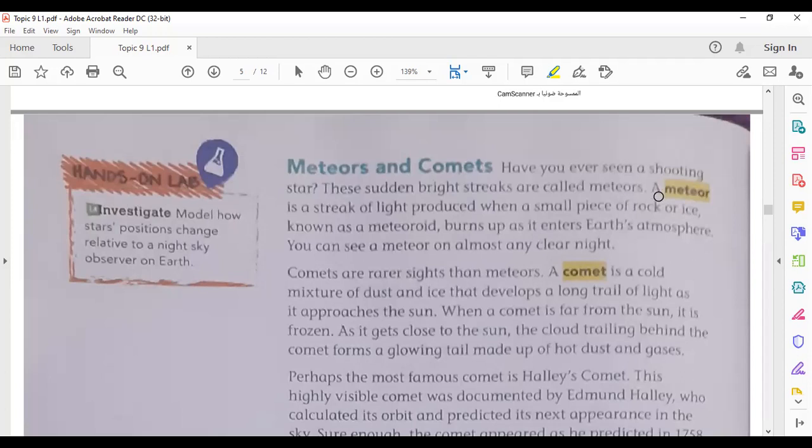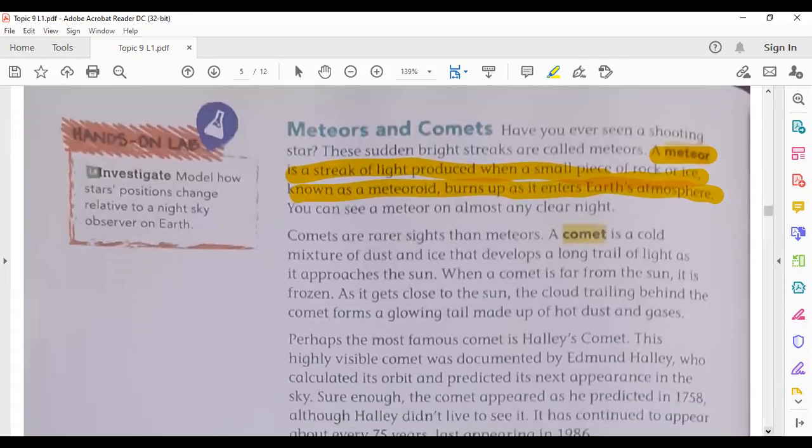Okay, what is a meteor? The solar system is not only made up of the sun, planets, and moons. There are other bodies in the solar system, like meteors. A meteor is a streak of light produced when a small piece of rock or ice known as a meteoroid burns up as it enters Earth's atmosphere. We can see a meteor on almost any clear night. In Arabic it is called shihab. If you look carefully at night, almost every day you can see a meteor.